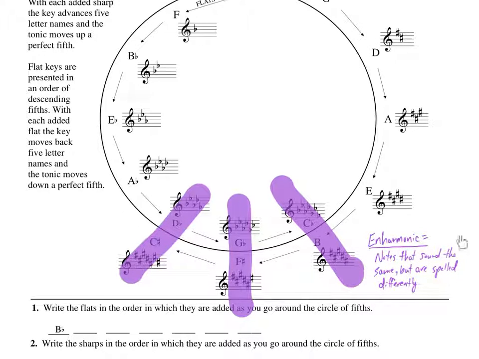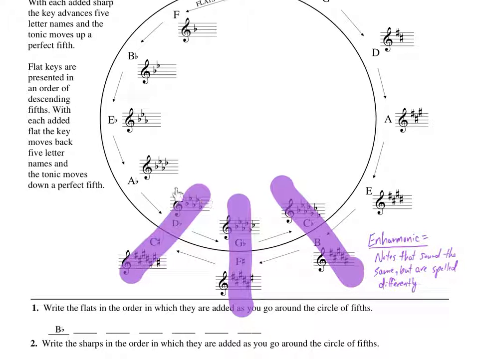Enharmonic, go ahead and write this in the bottom over here, are notes that sound the same, but are spelled differently. Enharmonic, notes that sound the same, but are spelled differently. So those 3 scales in particular can be enharmonic. Could we have G sharp major scale? Of course we could, and it would be the same as, you guessed it, A flat major scale.